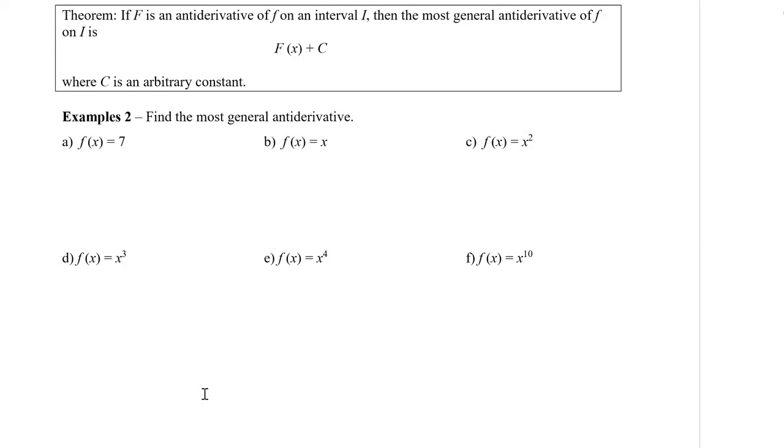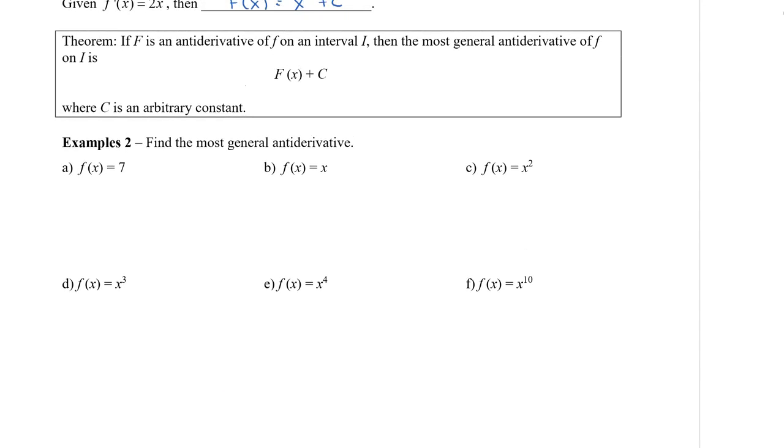Now, before I do them, I want you to actually pause the video and see if you can figure them out for yourselves, just from using logic and what you've done already with derivatives. So pause the video now. All right. If you gave it some thought, you will find that the first one, capital F of x is equal to 7x plus c, because if I take the derivative of 7x, I will just get 7. The second one, capital F of x is equal to x squared divided by 2 plus c.